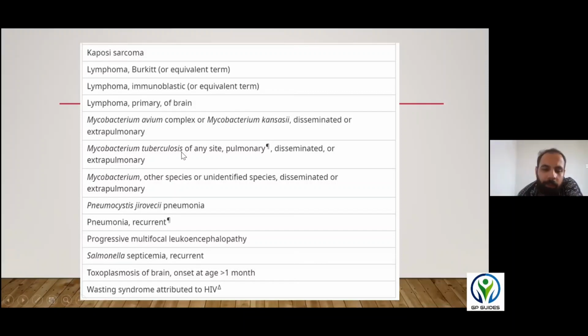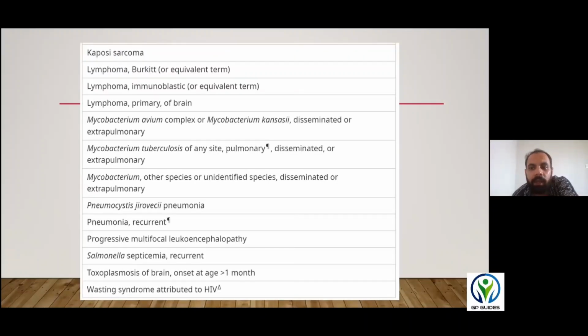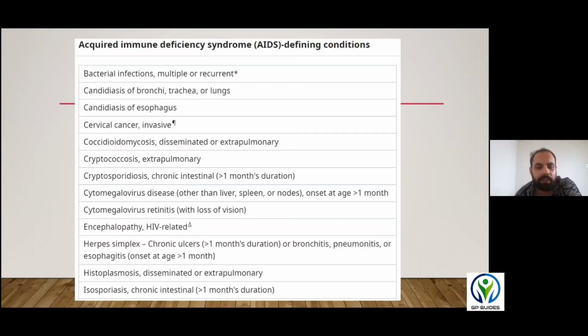And you must remember some of the AIDS-defining infections like cryptococcosis, pneumocystis pneumonia, toxoplasmosis, cytomegalovirus retinitis, then intestinal parasitic infections like cryptosporidiosis, isosporiasis, etc. So whenever a patient with HIV infection shows any of these opportunistic infections, then also you can tell that the patient has AIDS.